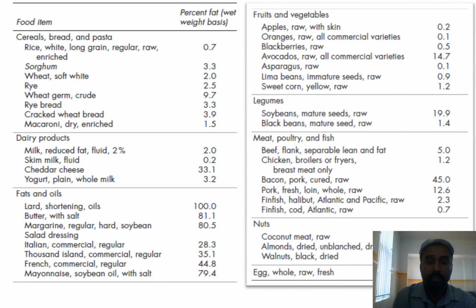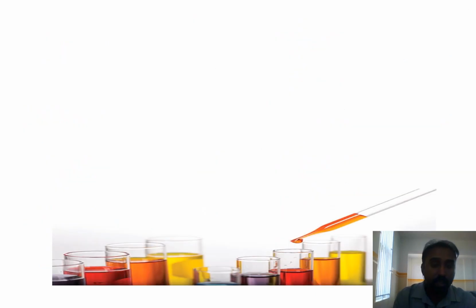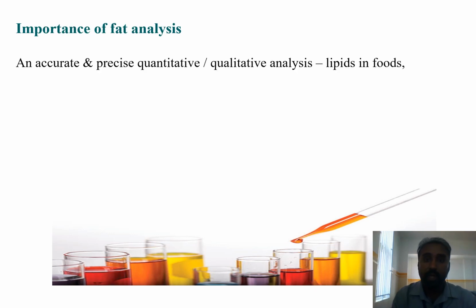And this shows some percentage of fatty acids on a wet weight basis for the different food products under legumes and meat, poultry and fish and nuts and egg, fruits and vegetables, cereals, bread and pasta, dairy products and fats and oils. So, the importance of fat analysis in food.